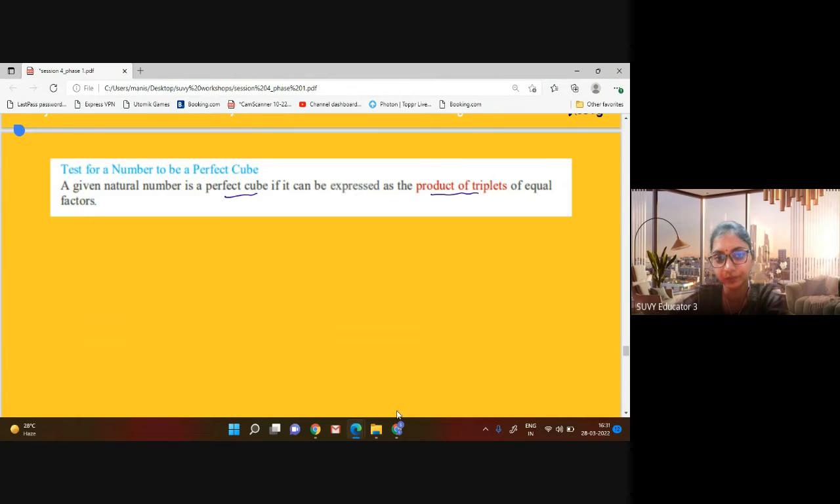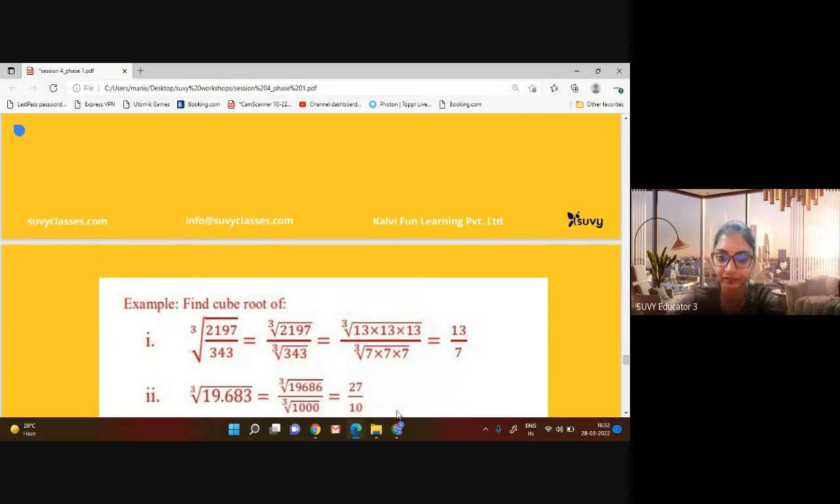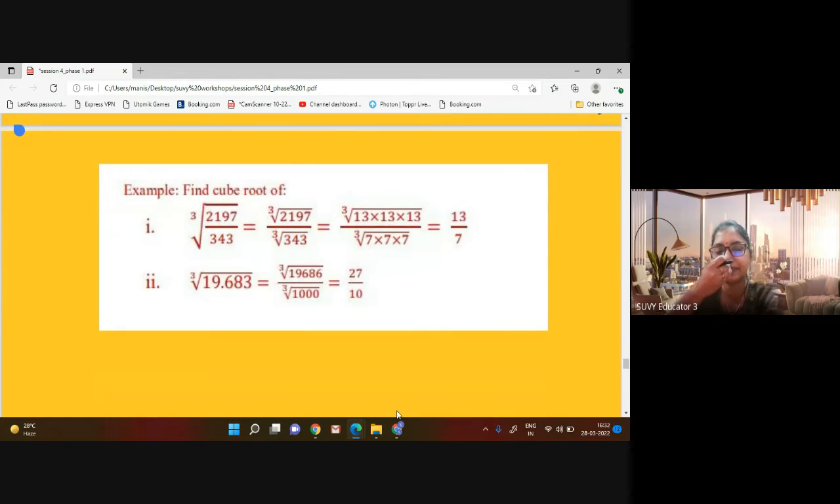As I told you, a natural number is a perfect cube when it is expressed as a product of triplets. Any doubt? So the very first question given to us is 2197/343. We have to take the cube roots. Since we're talking about fractions, we'll get the cube root of 2197 over the cube root of 343.